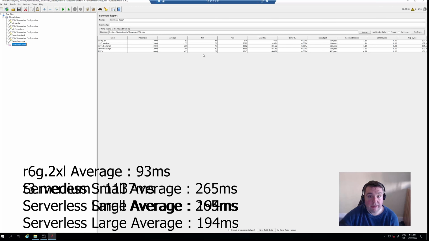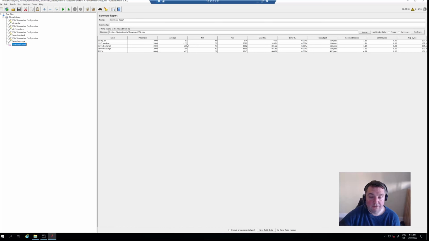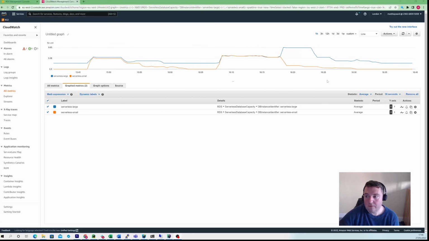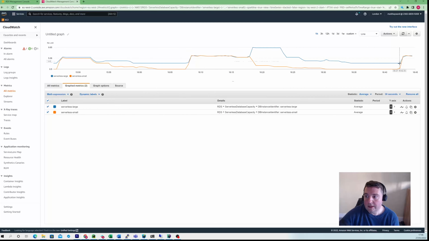After 2,000 samples on each of the databases, we can see the serverless instances did come down significantly. On average, throughout the whole 2,000 samples, the latency is still at least twice as high as the 2XL, but comfortably beats the T3 medium. Let's have a look at how our ACUs scaled up during those tests. So you can see as soon as we started the tests, they both scaled up significantly. And they seem to have peaked around 6 ACUs.